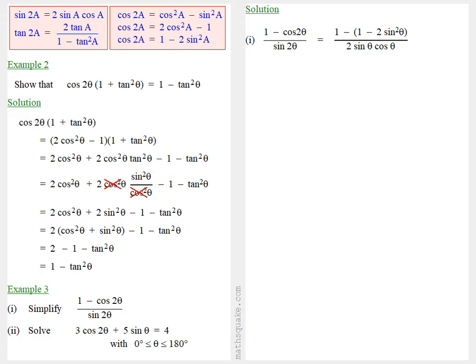Now that gives us 1 minus 1 minus 2 sine squared theta all over 2 sine theta cos theta, which simplifies to 2 sine squared theta over 2 sine theta cos theta. Now the 2's cancel and the sine theta cancels top and bottom to leave sine theta over cos theta, which is equal to the tangent of theta.